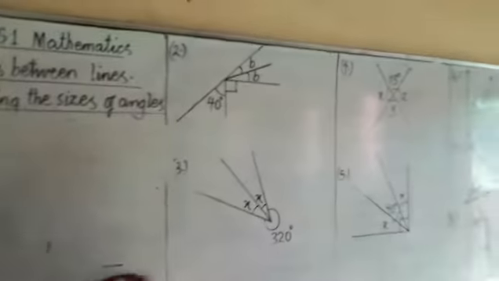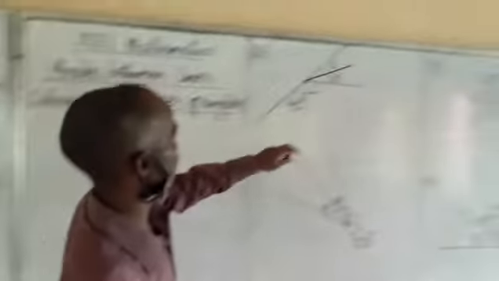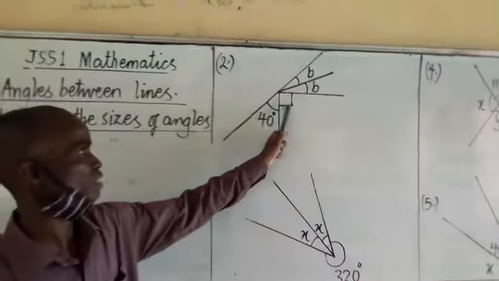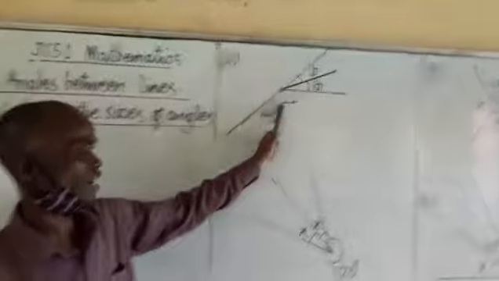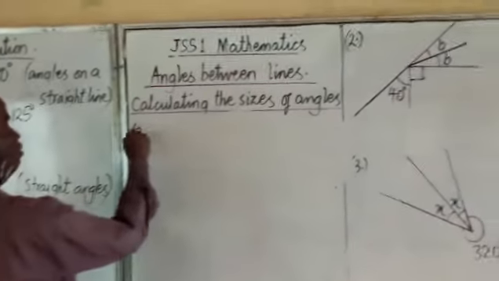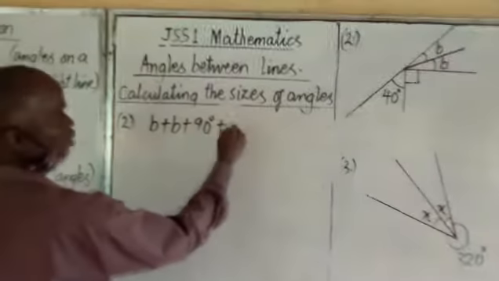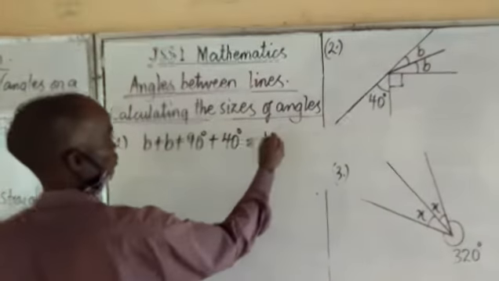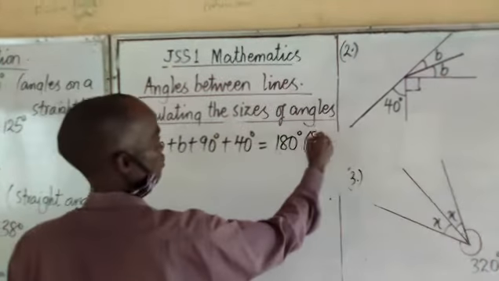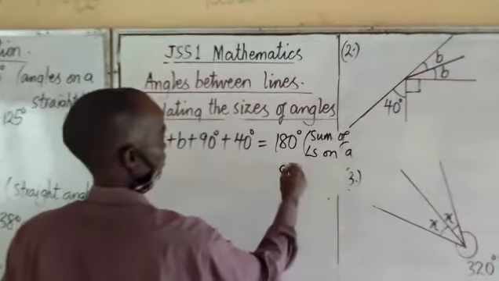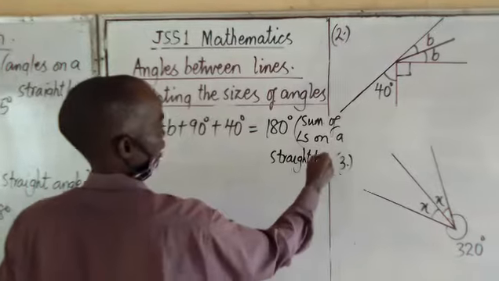Example 2, we are required to find angle B. Don't forget this location represents 90 degrees. This is a right angle, 90 degrees, a quarter turn. So we have B plus 90 degrees plus 40 degrees is equal to 180 degrees. Sum of angles on a straight line.